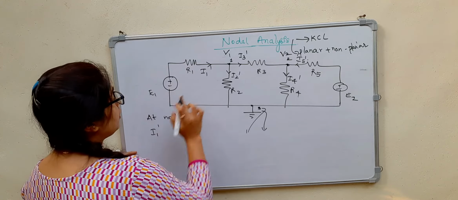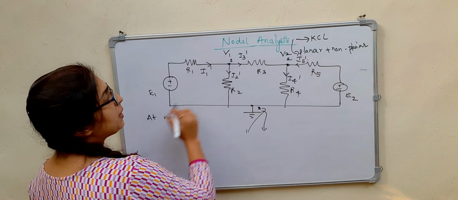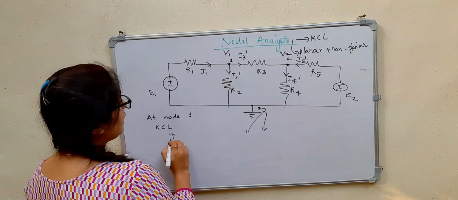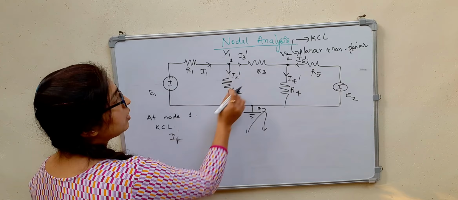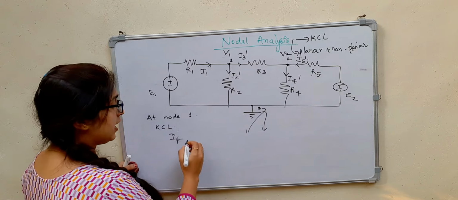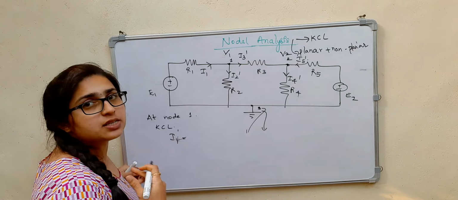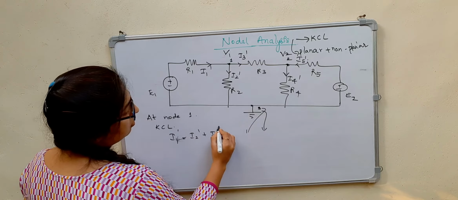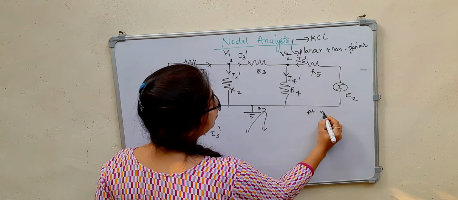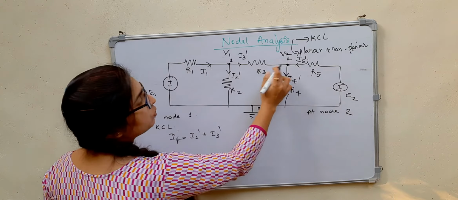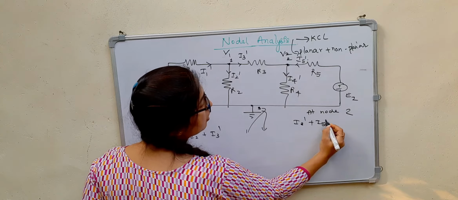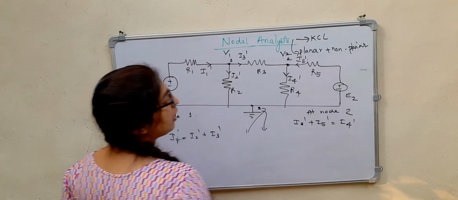That will be E1. And before that, let us apply the KCL here. Applying the KCL, incoming current is I1 dash, leaving currents are I2 dash and I3 dash. So the sum of incoming currents is equal to the sum of outgoing currents. So this is okay. At node 2, I3 dash is incoming, I5 dash is also incoming, that is equal to the outgoing current I4 dash.